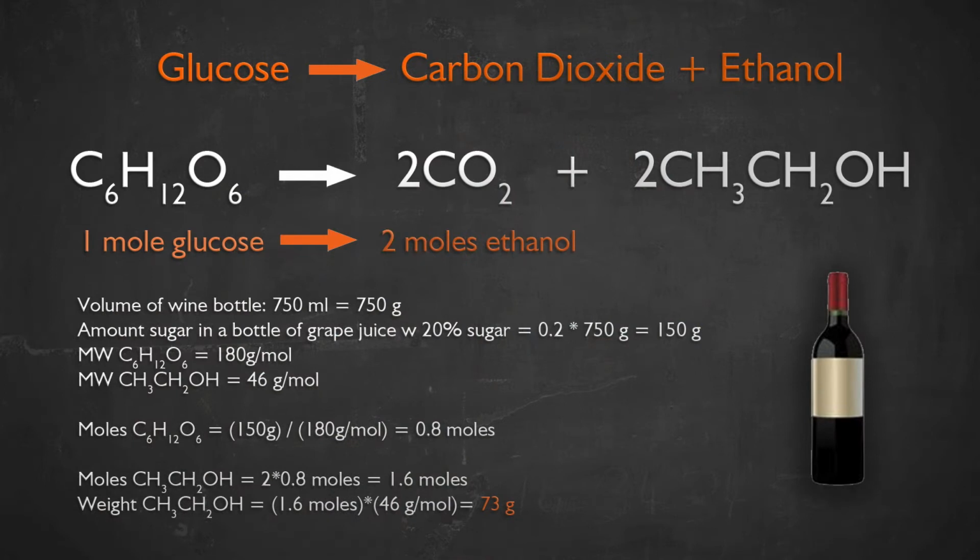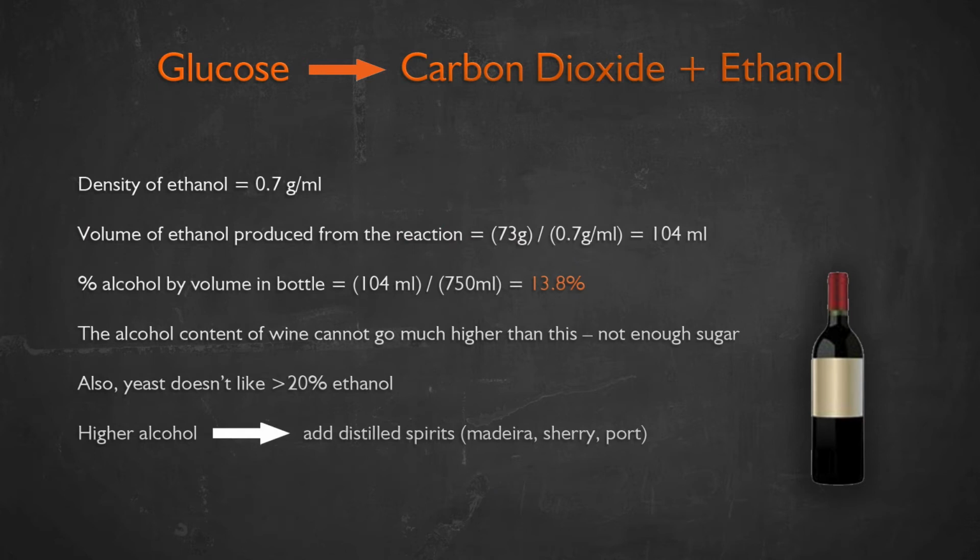If we then assume that 20% of the volume is glucose, then we end up with 150 grams of glucose total. If we convert this to moles, that's 0.8 moles of glucose, which, since there's a 1:2 ratio between the glucose and the ethanol, gives 1.6 moles of ethanol. If we convert, this will correspond to 73 grams of ethanol. And if we know the density of ethanol, we can find out that that's approximately 104 milliliters. And this in turn corresponds to 13.8% ethanol in this case.